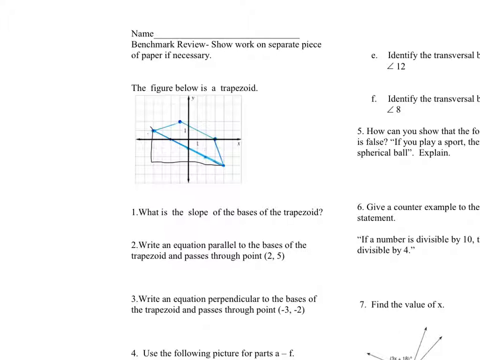So that's down 1, 2, 3, 4 over 1, 2, 3, 4, 5, 6, 7, 8. So negative 4 over 8, which reduces to negative 1/2. Okay, so that's the slope of number 1.